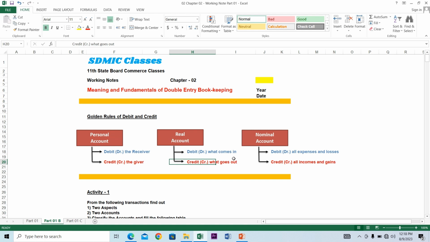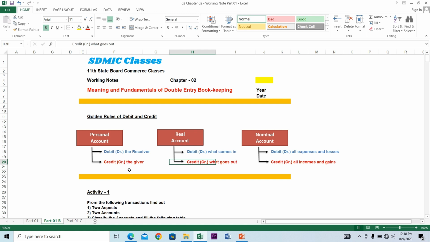Whatever transaction happens, there must be two things involved: either two personal accounts, or two real accounts, or two nominal accounts, or a personal account and a real account, or a personal account and a nominal account, or a real account and a nominal account, like that. So there will always be two accounts involved. Then you have to find out whether it is a personal account or a real account. If it is a personal account, the rule you should apply is: debit the receiver and credit the giver.